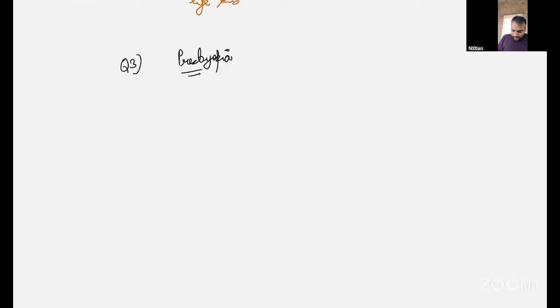A person cannot see near objects as well as far objects. Hence, they need a bifocal lens for correction, in which the convex lens is at the bottom of the spectacles and the concave lens is at the top of the spectacle.